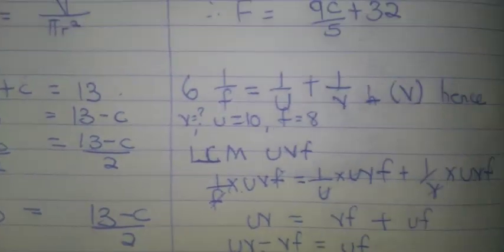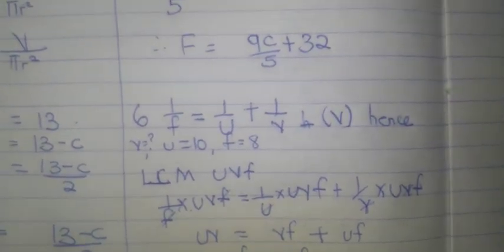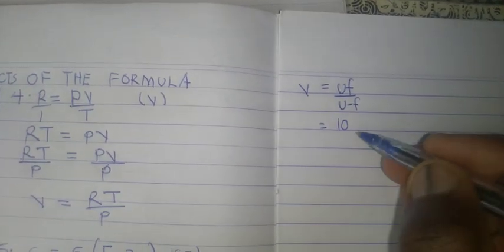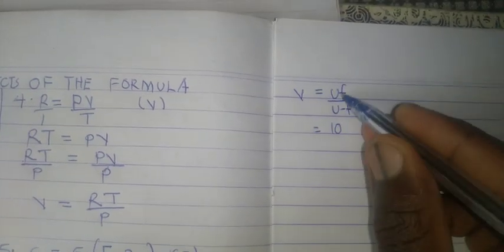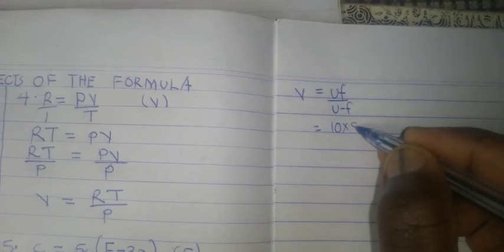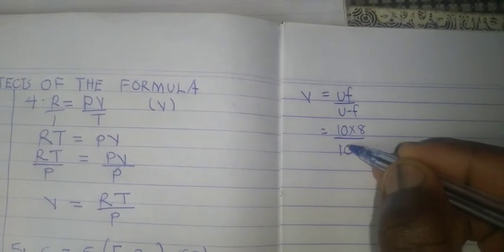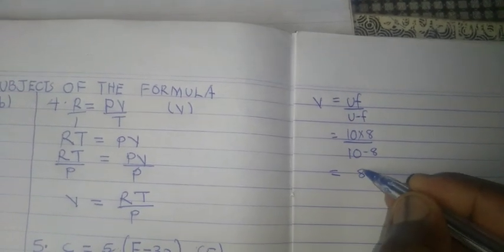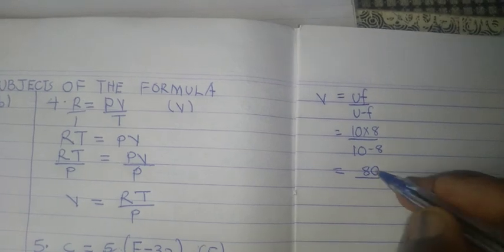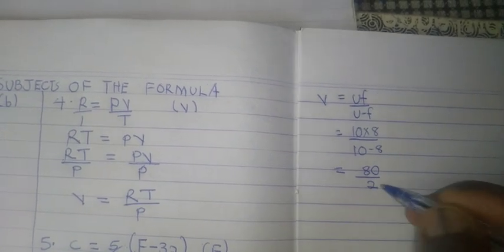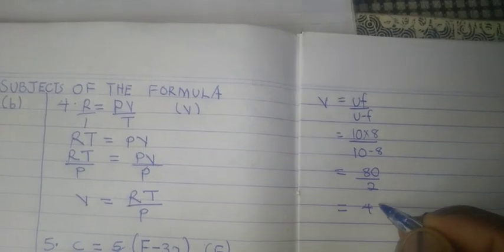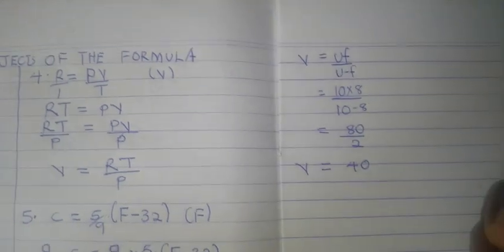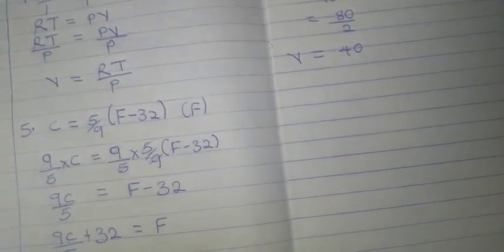Our u from this question was given as 10 and f was given as 8. So v is u times f over u minus f, which is 10 times 8 over 10 minus 8. So we have 8 for the numerator, then 10 minus 8 is 2. So 80 divided by 2 gives 40. So our v is 40. So that question is done for that case.